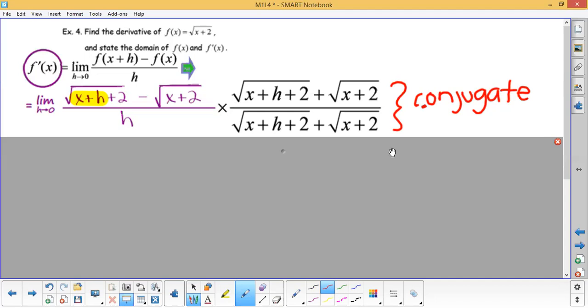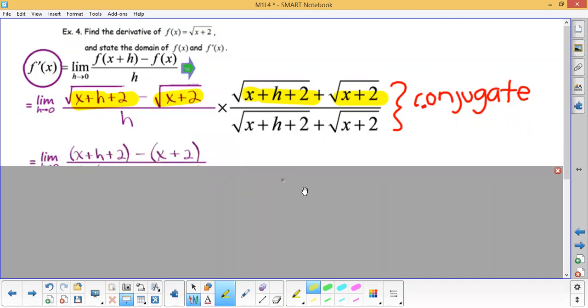Now, this is straight FOIL, and it's a difference of squares situation. So what I'm highlighting in yellow now, that's going to eliminate the radical. This whole concept of conjugating is designed to eliminate all the radicals in the numerator. So straightforward, when you do FOIL, you'll find that this is equal to x plus h plus 2 minus x plus 2. Make sure to keep the second part in brackets, because if you forget to distribute the negative, your answer is going to be incorrect.